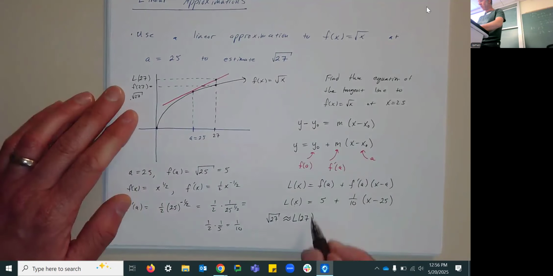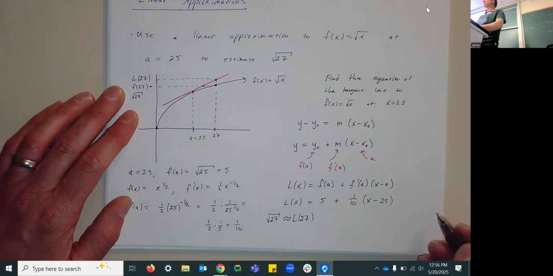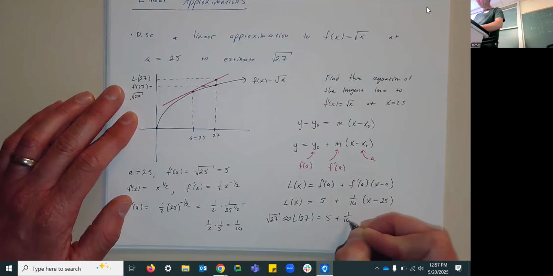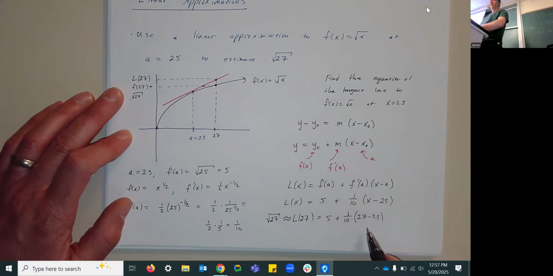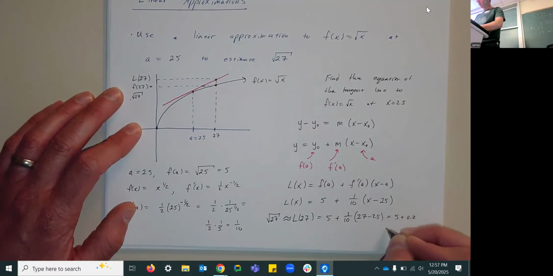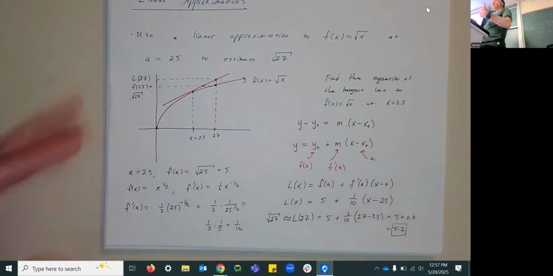But then we're just going to plug in 27 to our formula here, and look how easy it is to calculate this. This is 5 plus 1/10 times 27 minus 25. 27 minus 25 is 2. 2 over 10, you can either write it as a fraction, 1/5, or as a decimal, 0.2. This is 5 plus 0.2, which is 5.2. Which seems reasonable, right? We expected the square root of 27 to be a little bit bigger than the square root of 25, which is 5.